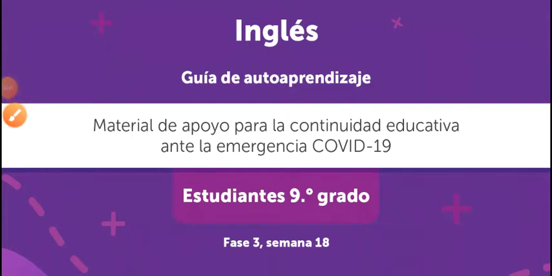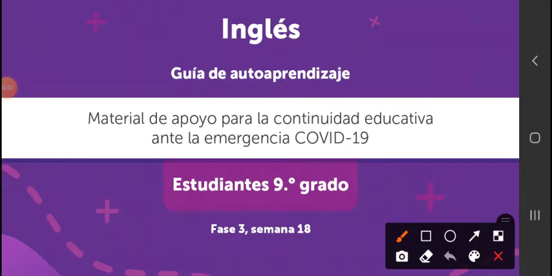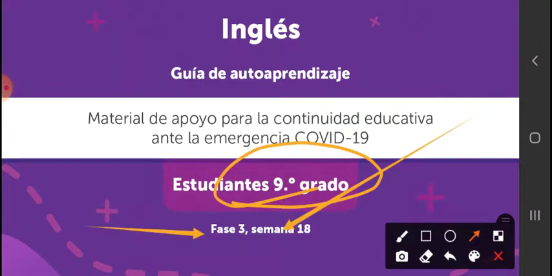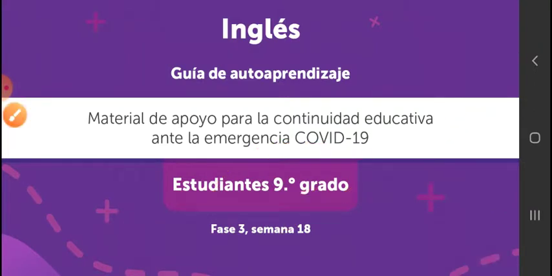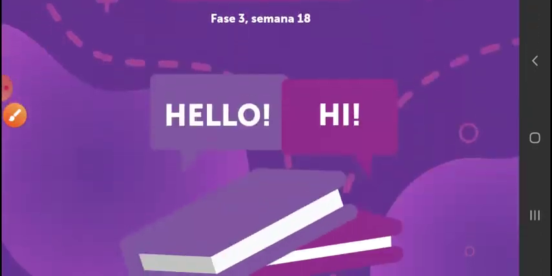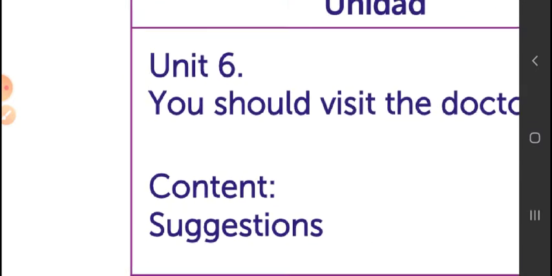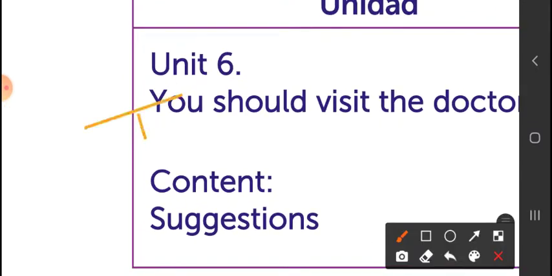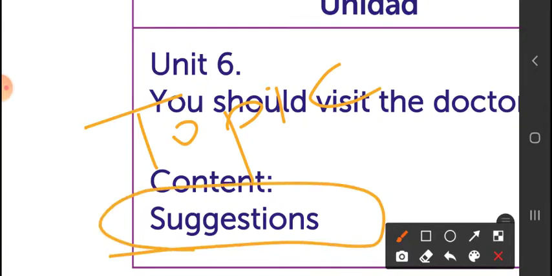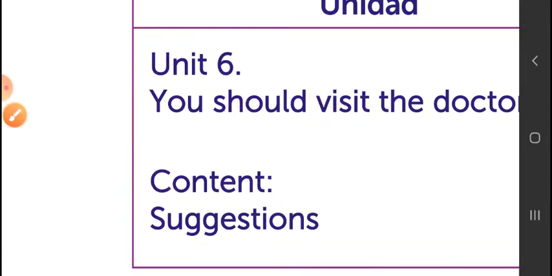Welcome to English class. We are studying the English class for 9th grade, Phase 3, Week 18, okay? In this guide, we are studying the following topic, suggestions, yes? The topic is suggestions, sugerencias. That's the topic, el tema, in Spanish.